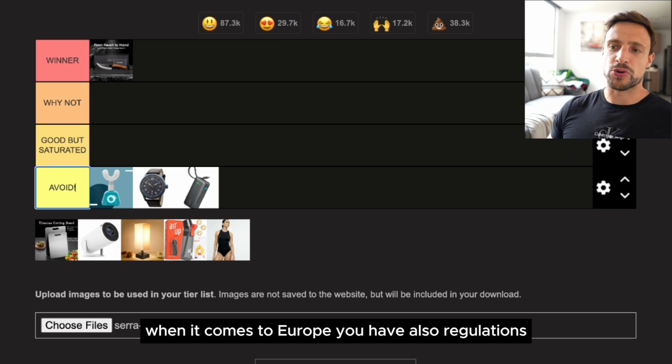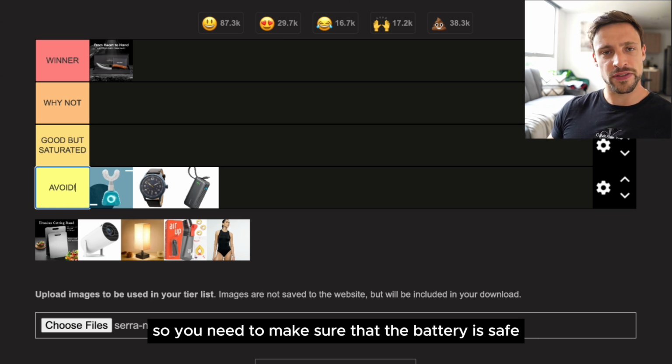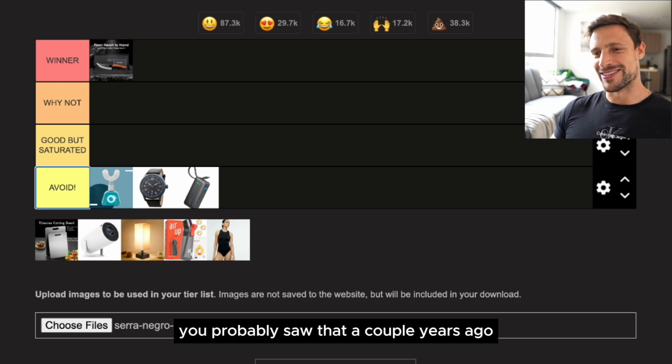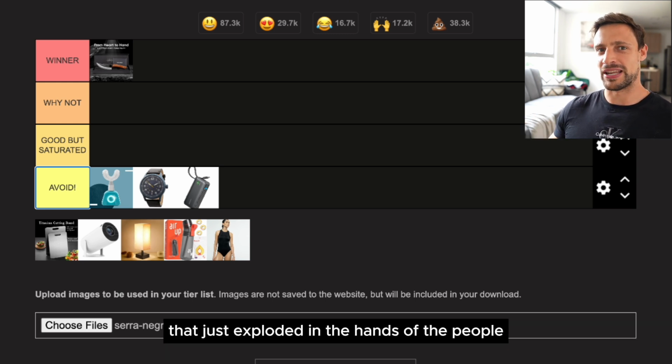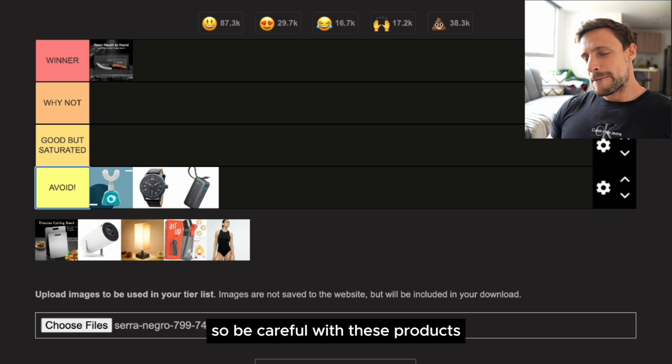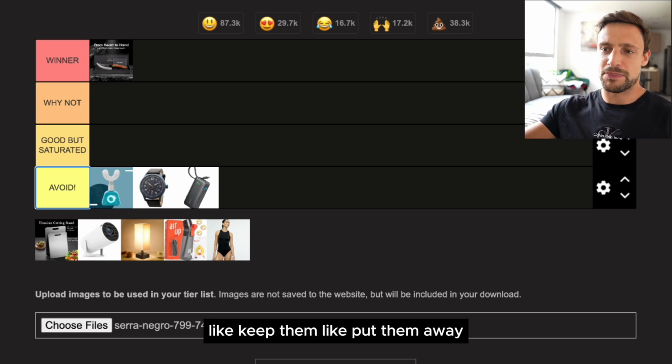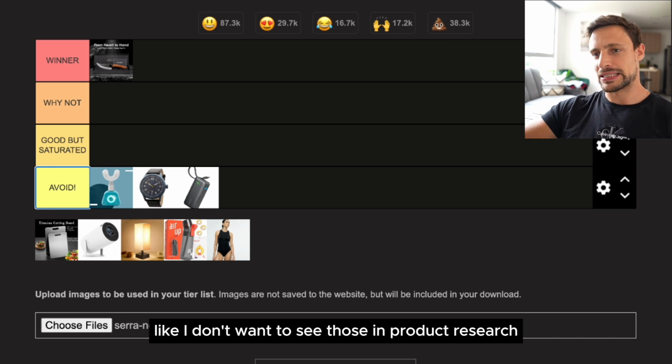When it comes to Europe, you also have regulations, so you need to make sure that the battery is safe, that it's not going to explode like some Samsung phone. You probably saw that a couple of years ago, they just exploded in the hands of people. So be careful with this product. They are not worth the while. Put them away. I don't want to see those in product research.